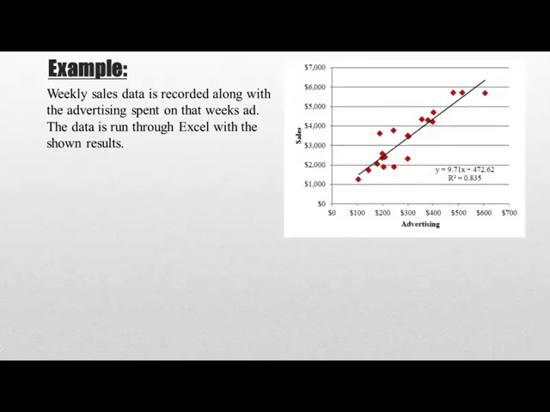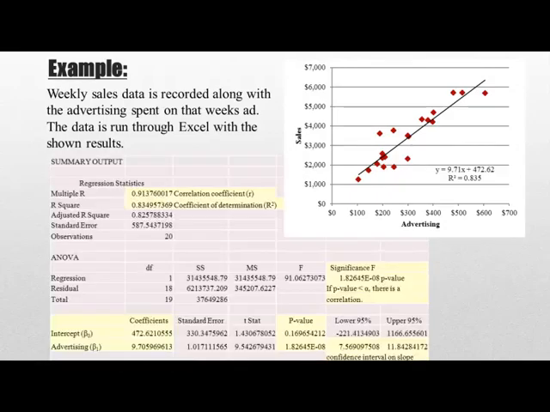So let's do our example. Weekly sales data is recorded along with the advertising spent on that week's ad. The data is run through Excel with the results shown. So we come up with our graph, and we also come up with our summary output from Excel. In looking at this, ignore that the line is there, we can see from the scattering of points that it appears they would go around a line fairly well.